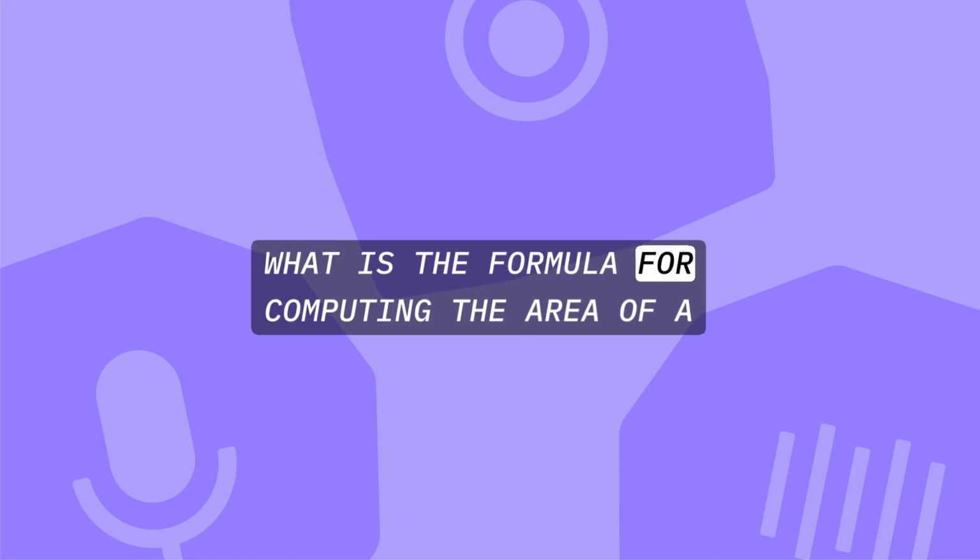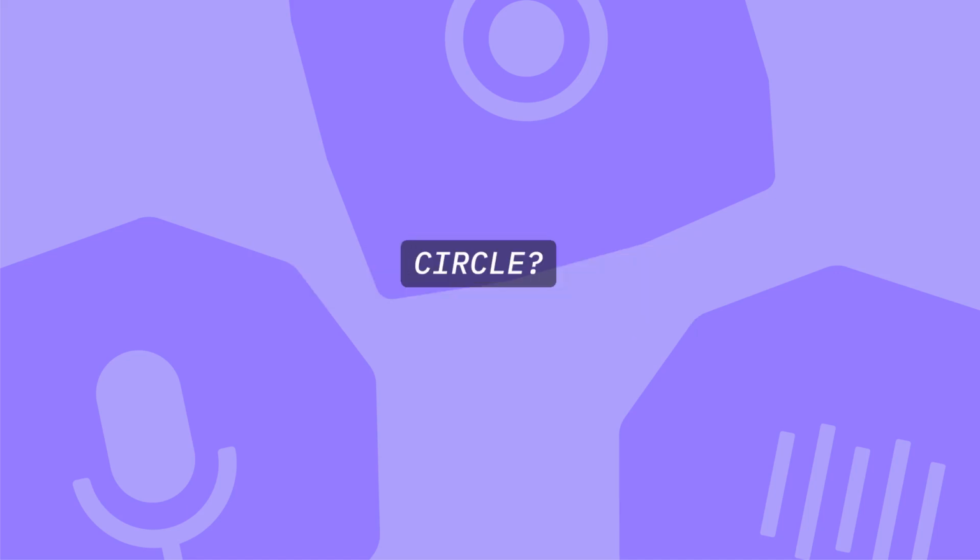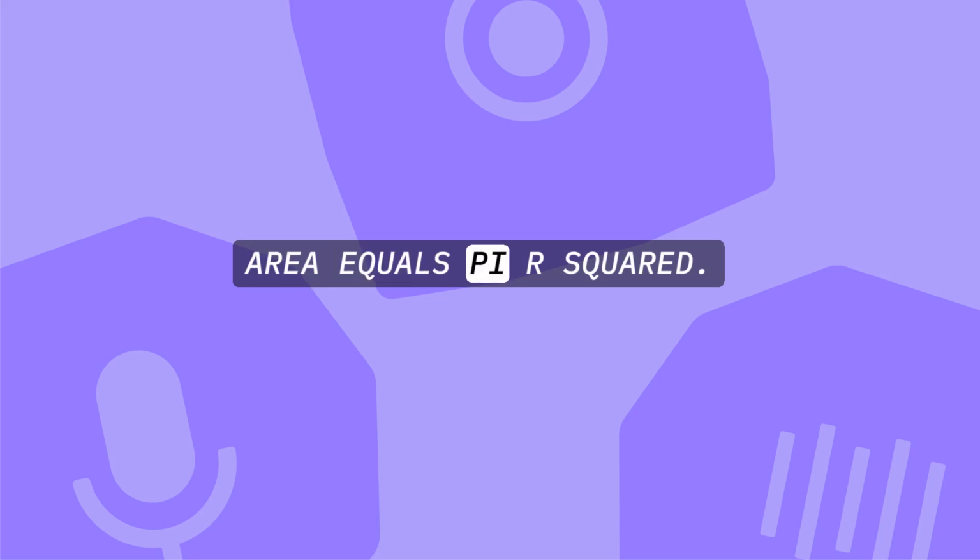What is the formula for computing the area of a circle? Area equals pi r squared.